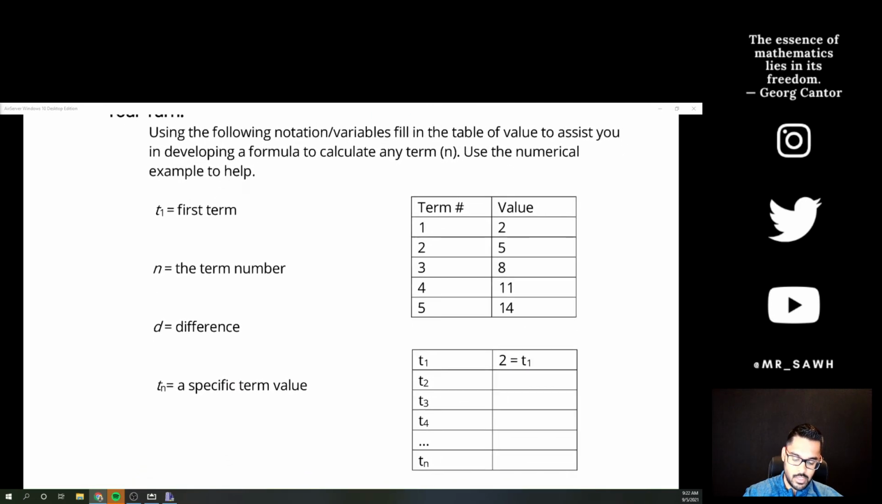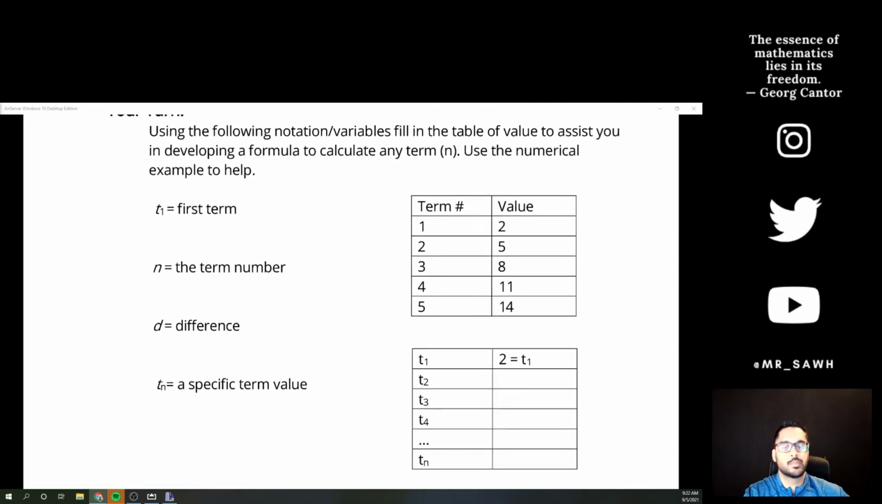So using some of the notation we talked about, we'll make it a little bit more explicit here. This will assist us in making a formula to calculate any term. So there are those definitions. T1 is what we'll call the first term. N, like I said earlier, is the term number. D is the difference, so that common number we're adding to each value to get the next successive term. And Tn is that specific term value. So in the table above, all the term numbers are filled in from 1 to 5, with their values alongside them. So let's translate this into that language using those definitions.